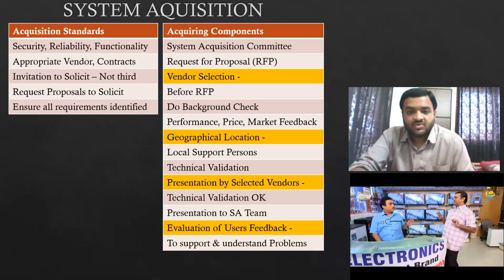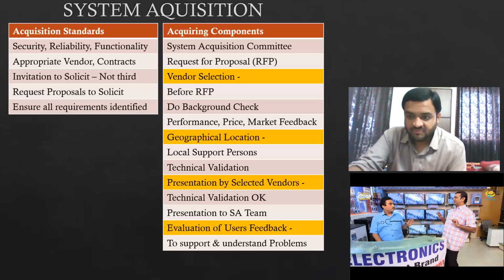So you can remember this acquiring process. Just the vague point here is the geographical location. If you remove geographical location, this entire question looks like a process. How to select a vendor, do background check and all. Then we will tell the vendors to prepare a presentation. If the technical validation is okay, we will refer them to the system acquisition committee.